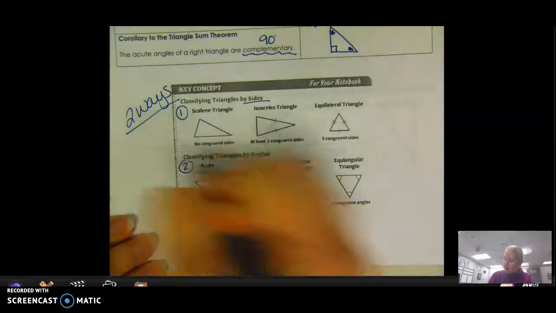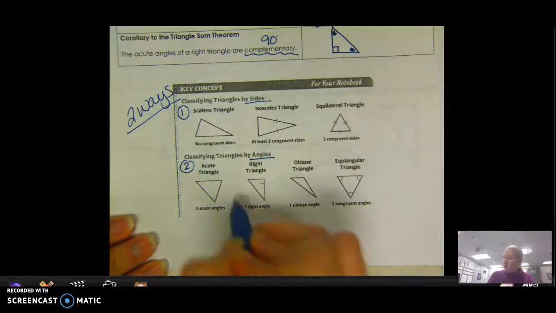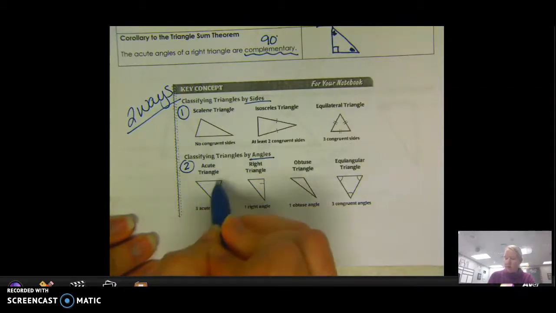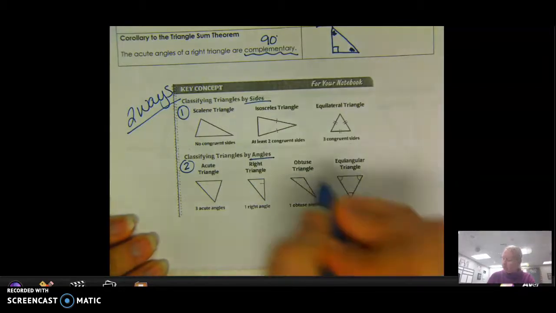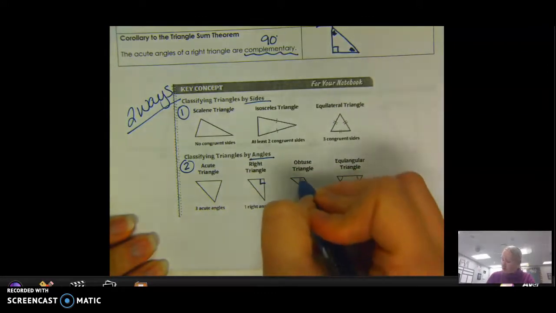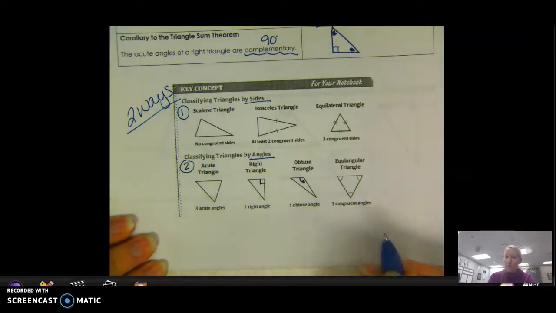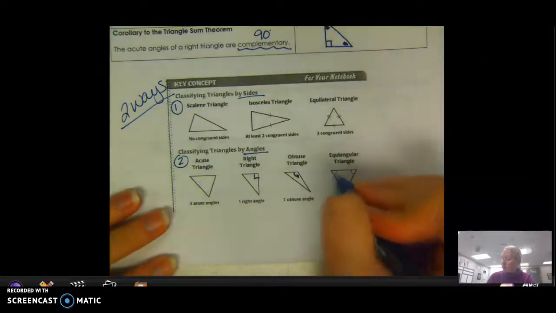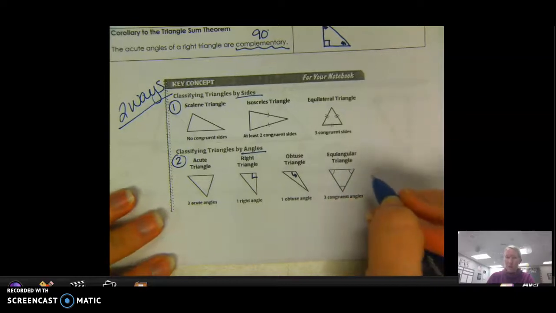The second way is by their angles. So we talked about this briefly above. We have an acute, so all three angles are less than 90 degrees. We have a right, where one angle is 90 degrees. And then an obtuse, where one angle is more than 90 degrees. We also have what's called equiangular, where all angles are equal.